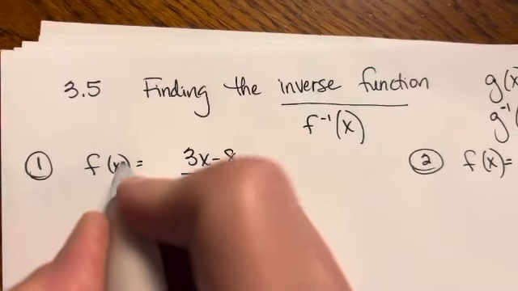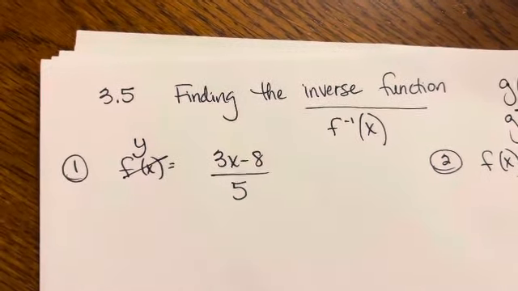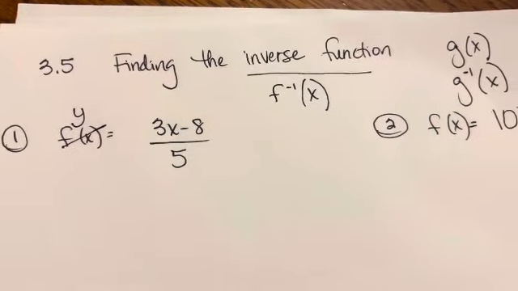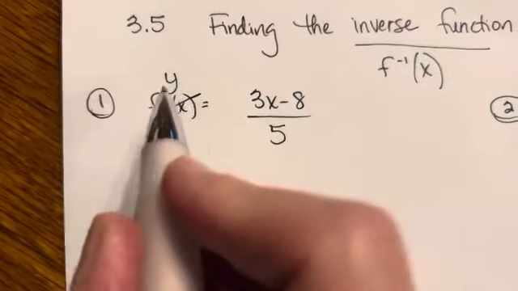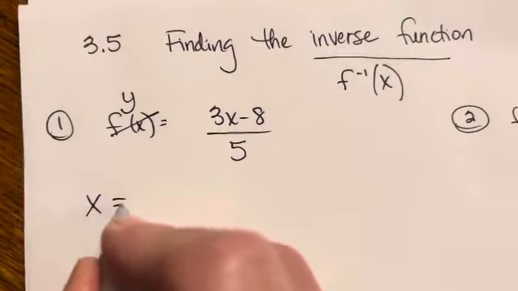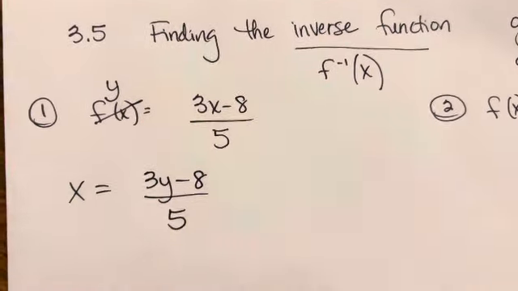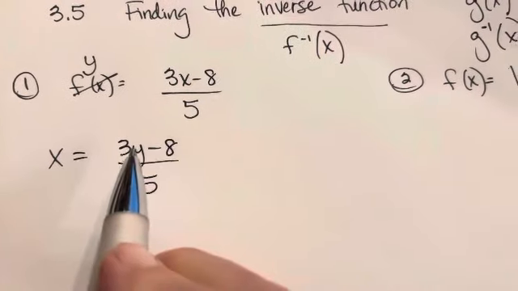Okay, the first thing you want to do is realize that f of x can be written as y. That's the same thing. Now we want to do the opposite, so you're going to switch all the x's and make them y's, and all the y's are going to be x's. So I'm going to write this as x equals 3y minus 8 over 5. So switch your x's and y's. Now, I want to get the y by itself.